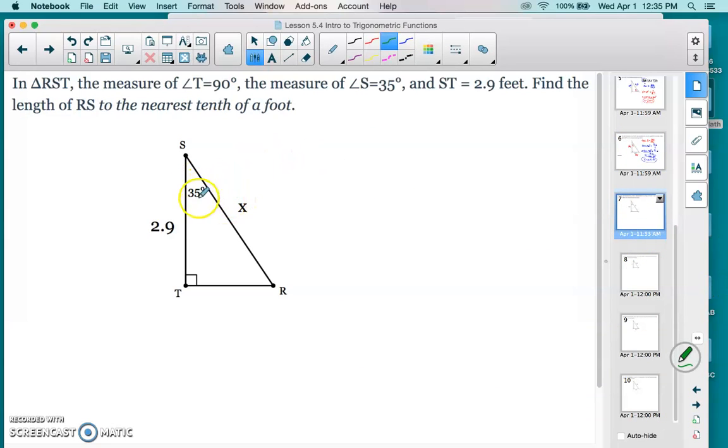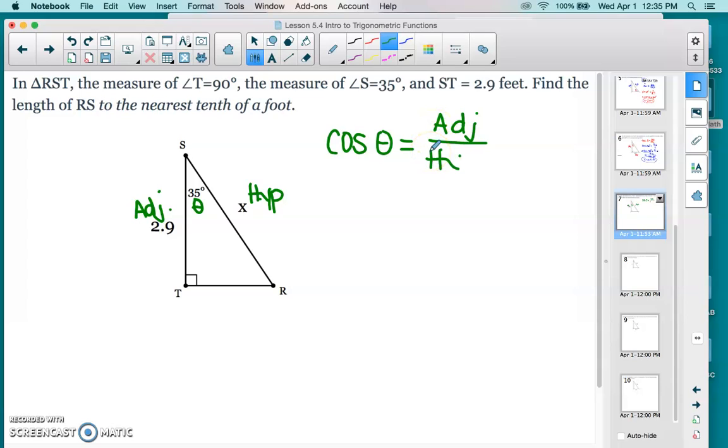So let's label 35 as my theta because that's always the angle. X is the hypotenuse because it's the longest side. This is adjacent because it's right next to the angle. So we need adjacent and hypotenuse, or a trig function that uses adjacent and hypotenuse. The winner this time is cosine. Cosine is adjacent over hypotenuse.